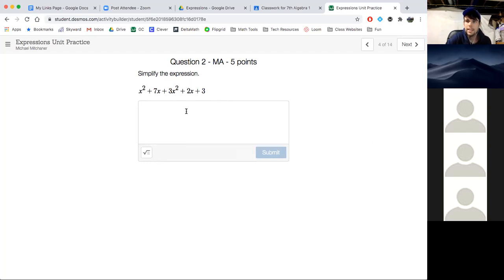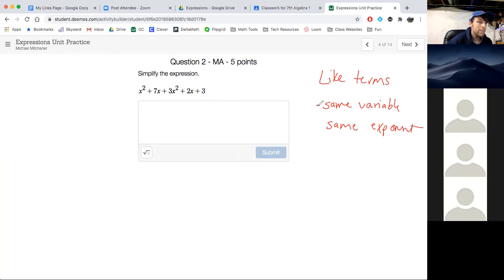Next one, same idea. I want to show my work as I'm going. This is simply simplifying this expression. This is a bunch of things that are all added together. So I just need to figure out what my like terms are. So remember, like terms, I need to have the same variable and the same exponent. If those things are not true, then I can't actually put them together.